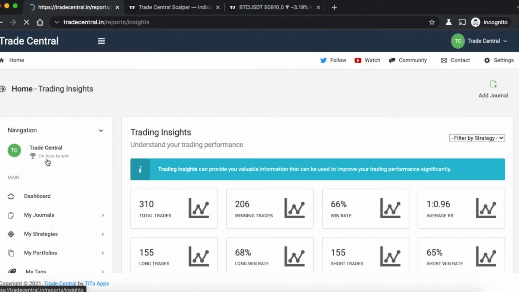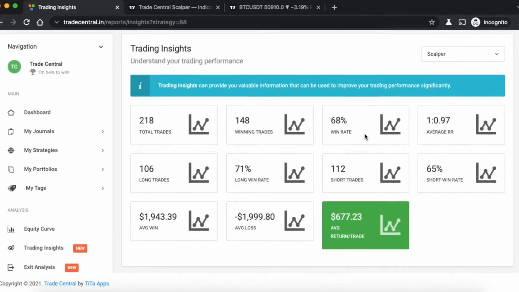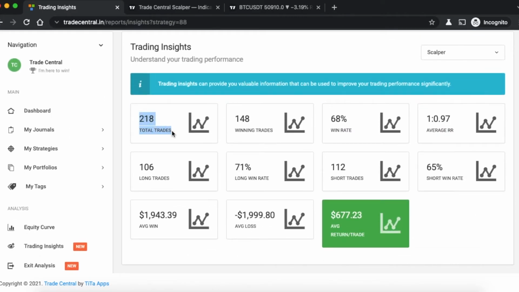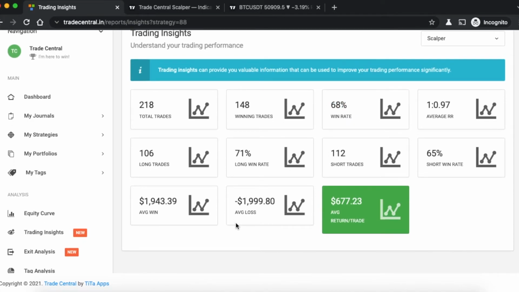And if I go to Trading Insight, we can see more details about the strategy. Scalper. So 218 trades were executed. Out of them, 148 were the winning trades. So that gives us a winning rate of 68%. And as I said, the risk reward is around 1:1. But that doesn't really matter because our win rate is pretty high. So on average, we are going to make money.